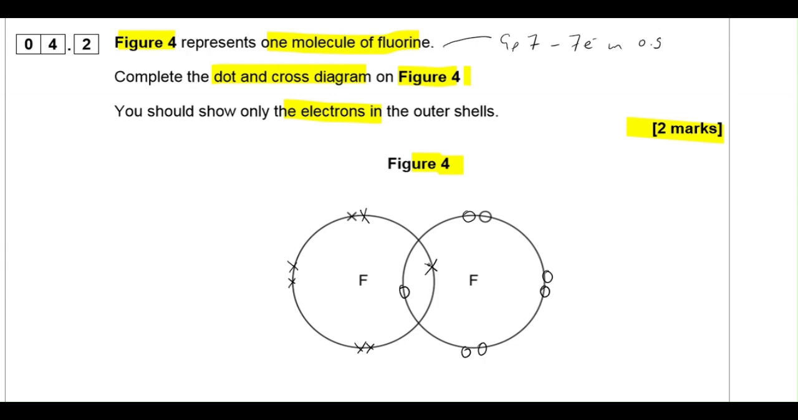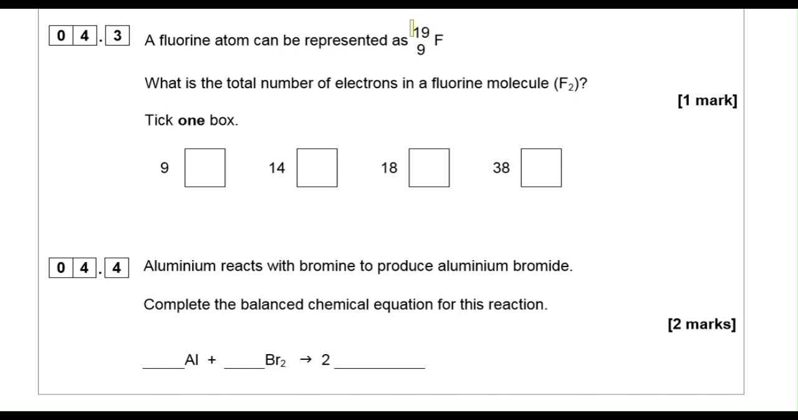4.3. A fluorine atom can be represented as, you can see it there, F with a 19 at the top and a 9 at the bottom. What is the total number of electrons in a fluorine molecule F2? And this is for 1 mark. And you must tick one box.